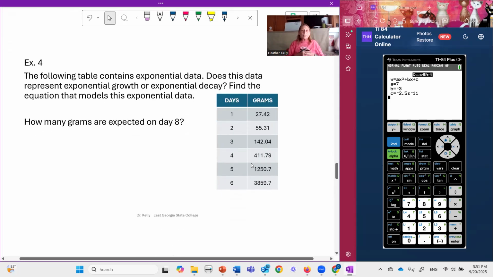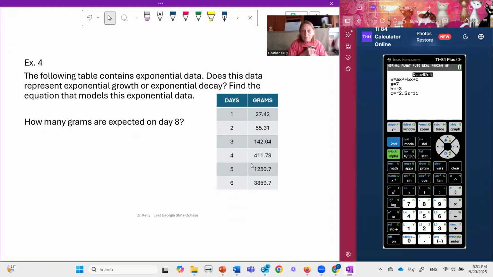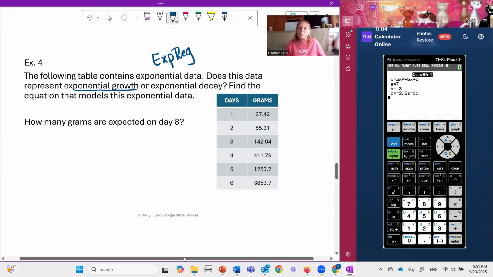Next example, the following table contains exponential data. What we use for exponential data is EXP reg. Does the data represent exponential growth or decay? Well, you can see here that each number for each day gets bigger, so I'm pretty much going to say it's exponential growth. Find the equation that models this exponential data. Then we'll finally ask a question: how many grams is expected on day 8? So let's get started.